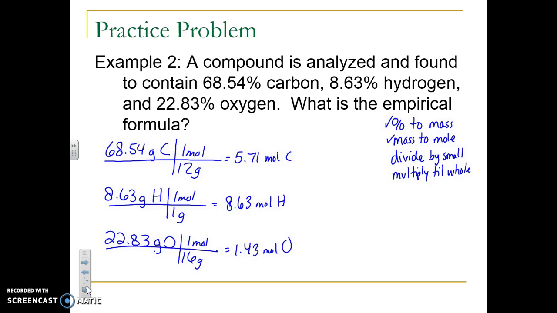Step 3 is divide by small. We see that the smallest number is 1.43, so we'll divide all 3 by that number. That's going to give us a 1 for the oxygen. 5.71 divided by 1.43 is 3.99, which we can round to 4. And 8.63 divided by 1.43 is 6.0, which we can round to 6. So in this case, we have all whole numbers, therefore we do not need to use a multiplier. So my final empirical formula is C4H6O1.